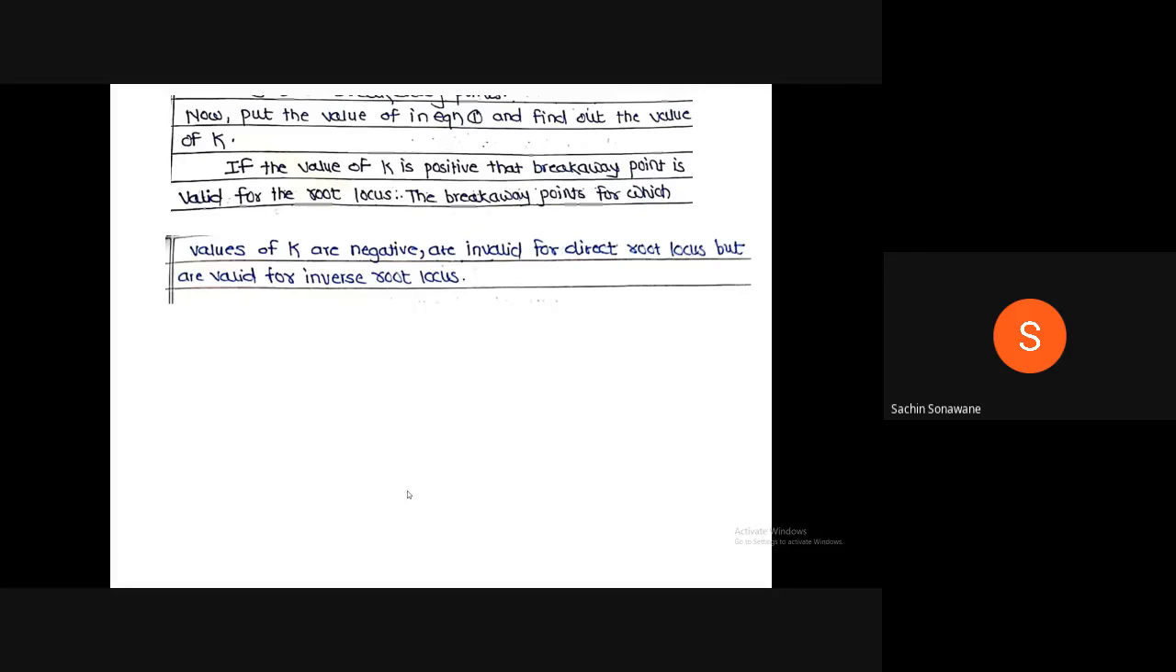If the value of K is positive, that breakaway point is valid for the root locus. The breakaway points for which values of K are negative are invalid for direct root locus, but are valid for inverse root locus. Always remember, breakaway point lies in the root locus region.